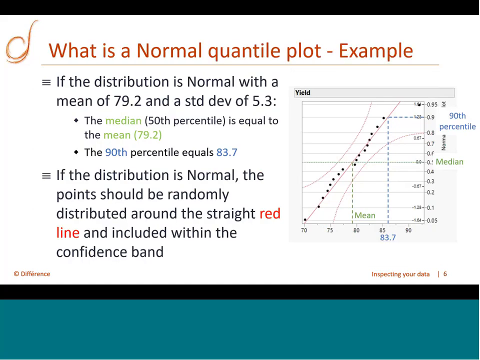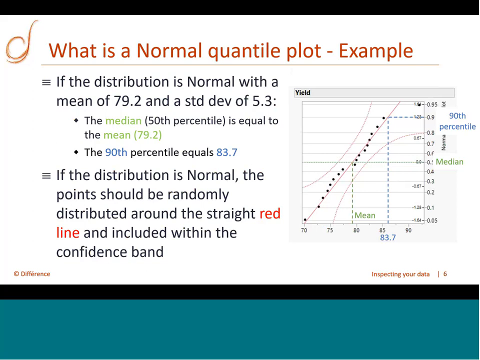So the normal quantile plot, how it works, for example, if we assume the data on the right is the yield data. So if we assume that the yield data has a normal distribution, we take the average yield, which is 79.2, and the standard deviation of the yield, which is 5.3.